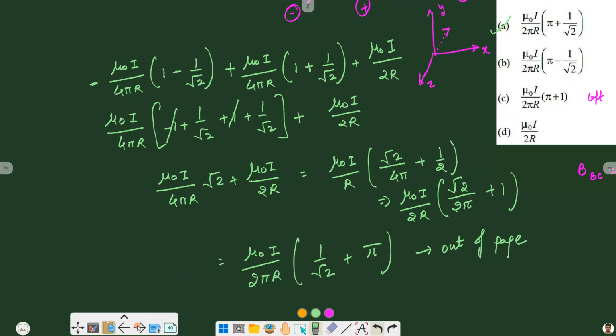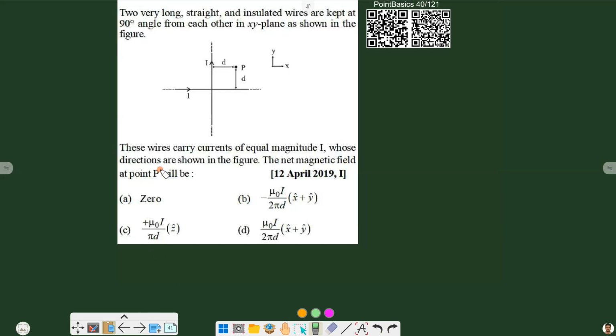Moving to the next one. Two very long straight and insulated wires are kept at a 90-degree angle from each other in the XY plane as shown in the figure. These wires carry equal current of magnitude I, whose directions are shown in the figure. So the net magnetic field at point P.